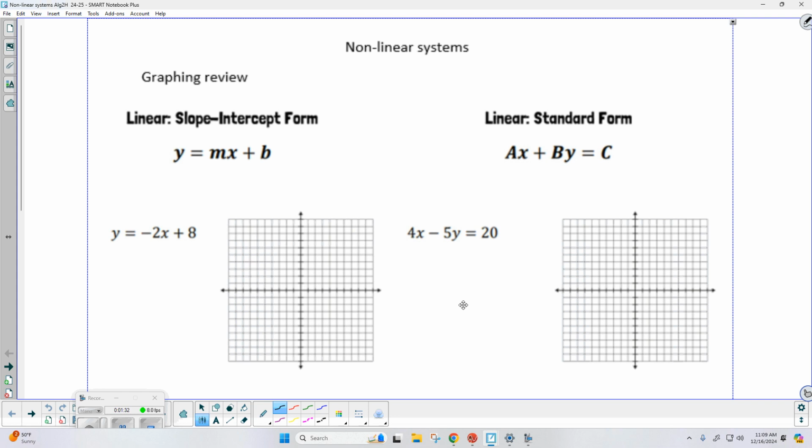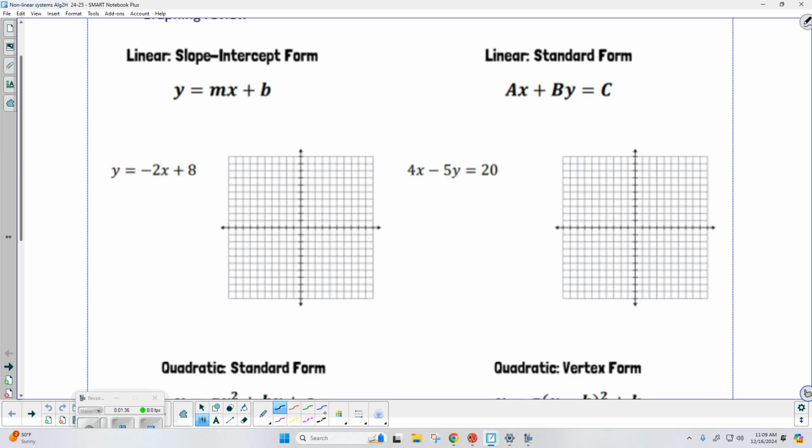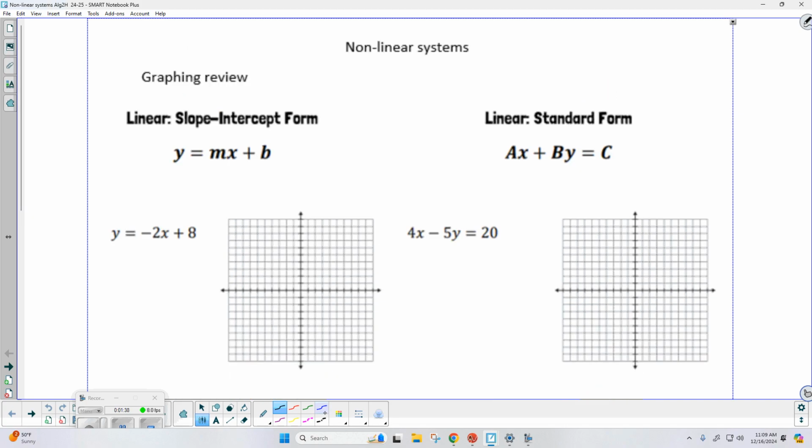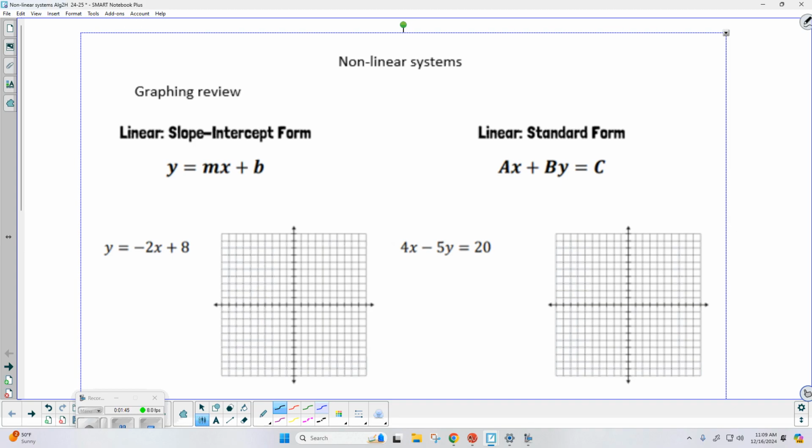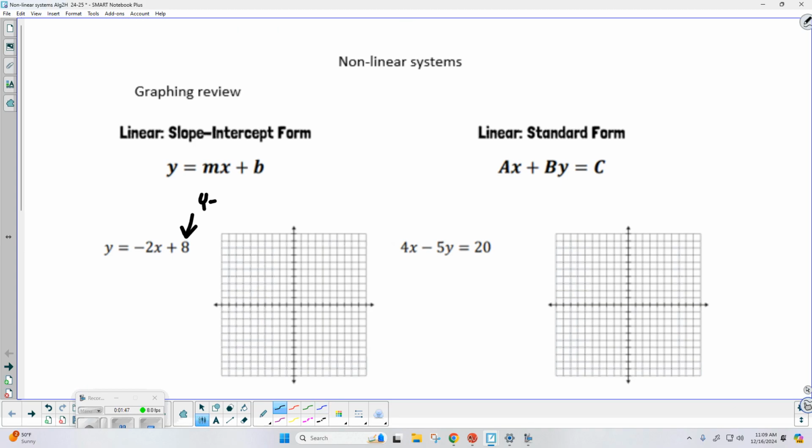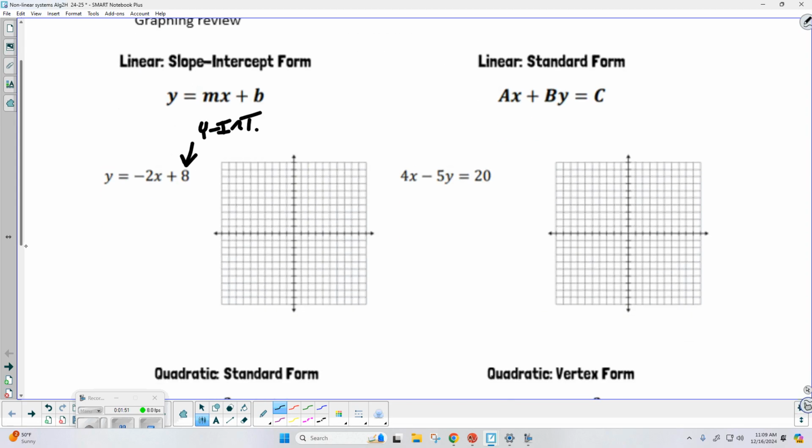like y equals negative 2x plus 8. That is in slope-intercept form. How would I graph this line? What do I start with? Okay, the y-intercept. So I'm going to count from the origin: 1, 2, 3, 4, 5, 6, 7, positive 8. Okay, so I've got that taken care of.